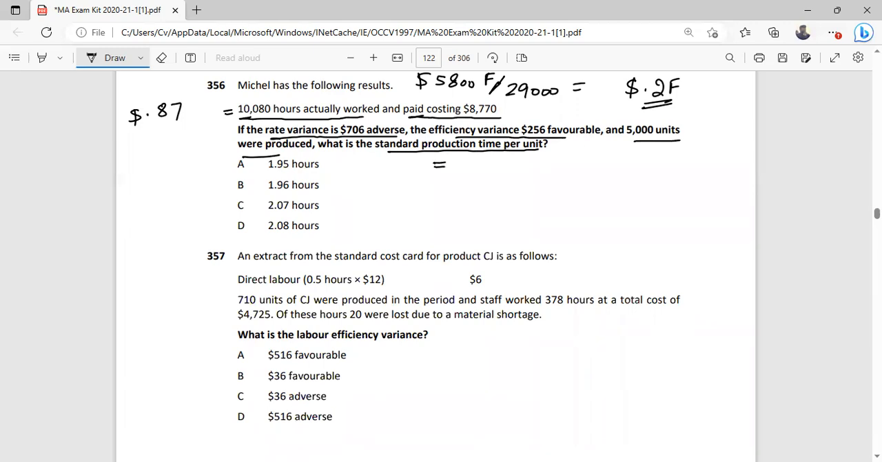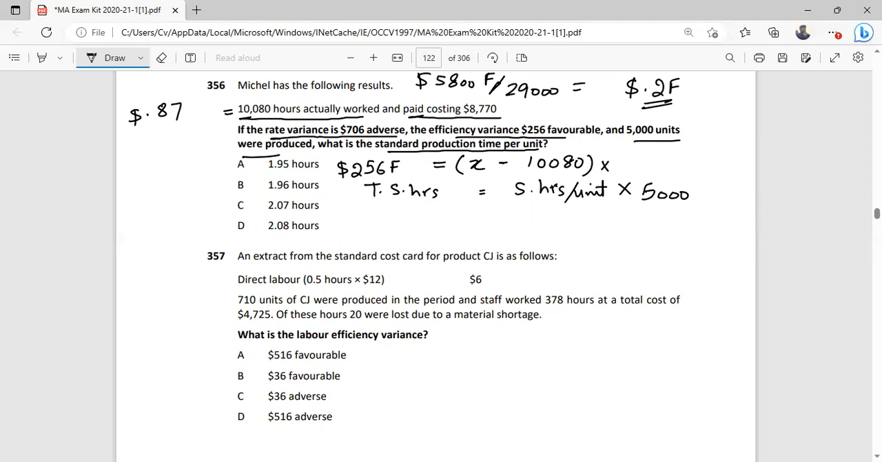So labor efficiency of 256 favorable is equal to total standard hours minus actual hours, because total standard hours are standard time per unit, which we are expected to calculate in this MCQ, multiplied by actual production units. We have 5,000 actual production units, but we don't know the standard time per unit, minus actual hours 10,080, into standard rate per hour. Again, standard rate per hour is not provided.